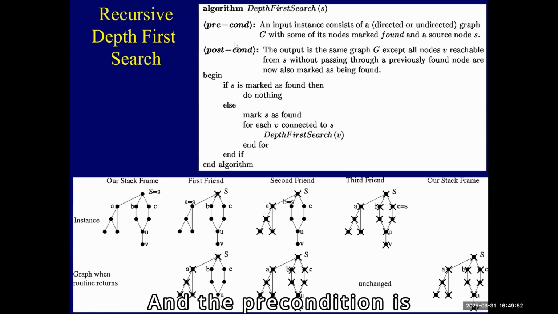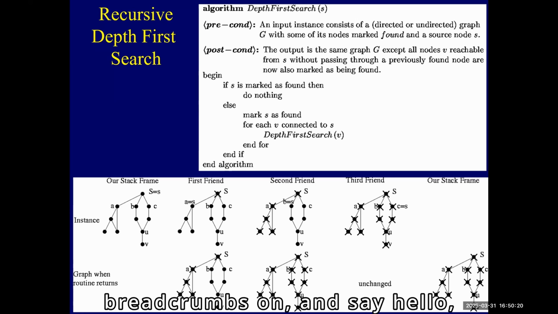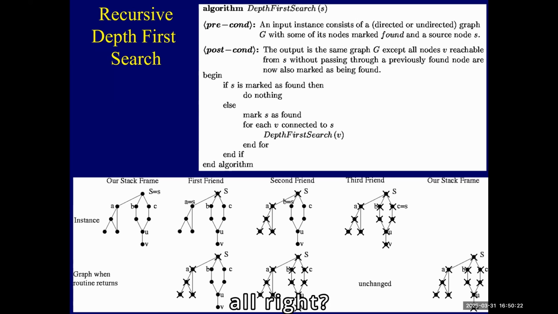The precondition is that you're given a graph and a node S, but also that some of the nodes have breadcrumbs on them. And the postcondition is that from the node you start on, any node you can reach without stepping on breadcrumbs, you want to put breadcrumbs on and say hello.